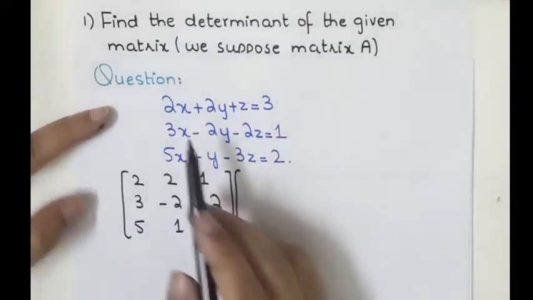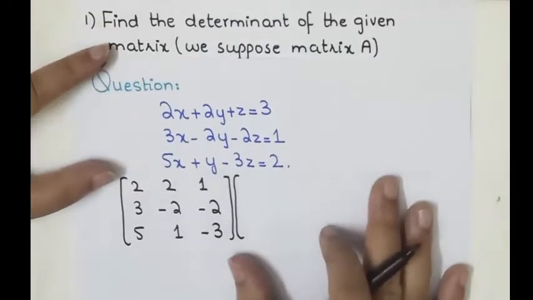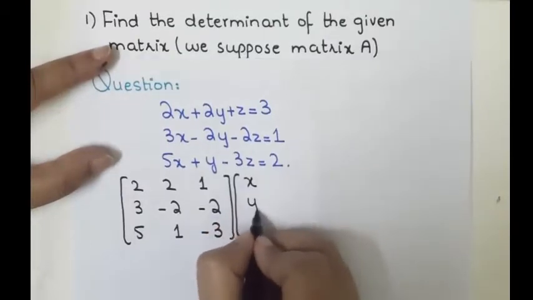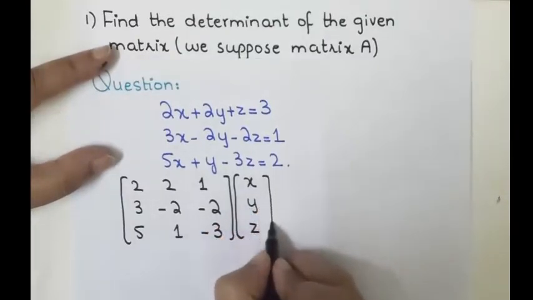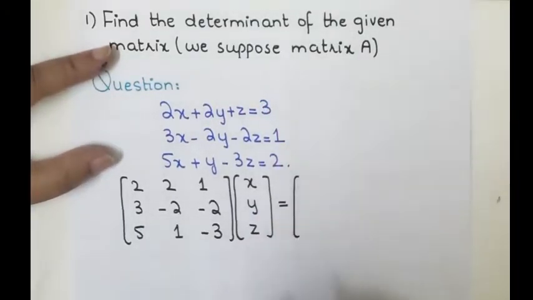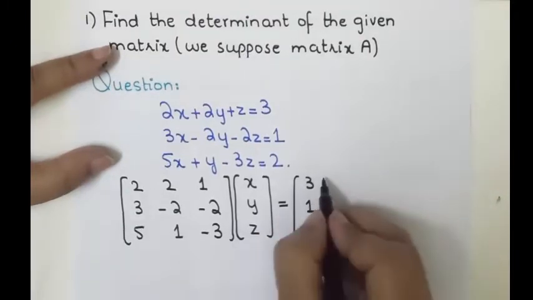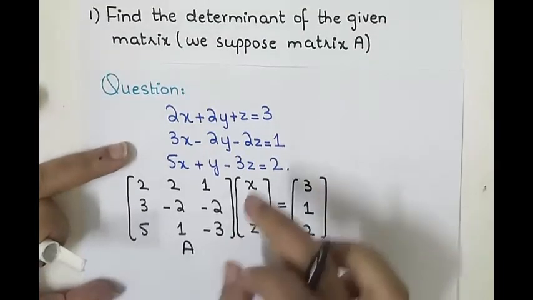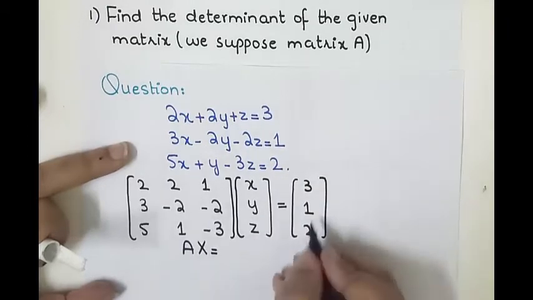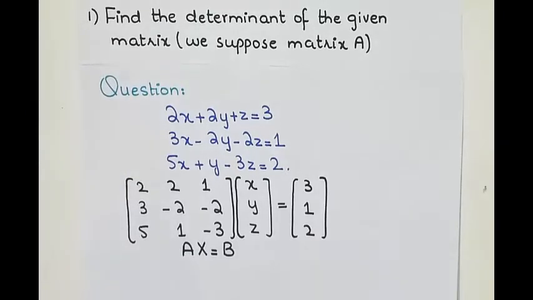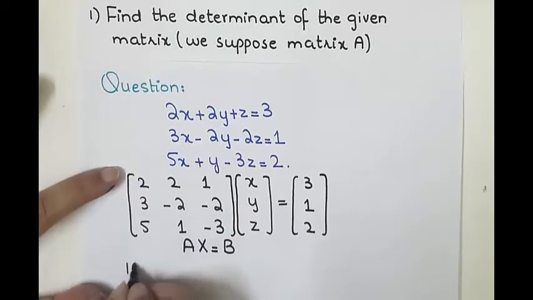Then here we have x, y and z instead of x1, x2, x3, and that is a variable, it doesn't matter. x, y and z is equal to this matrix which is the constant matrix, 3, 1, 2. So this is the matrix A. We suppose the constant matrix is equal to B. Okay, so first we will find the determinant of A.